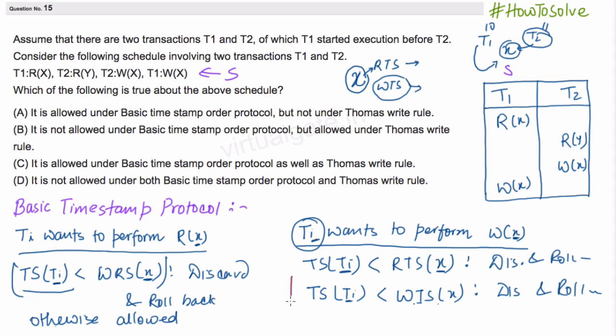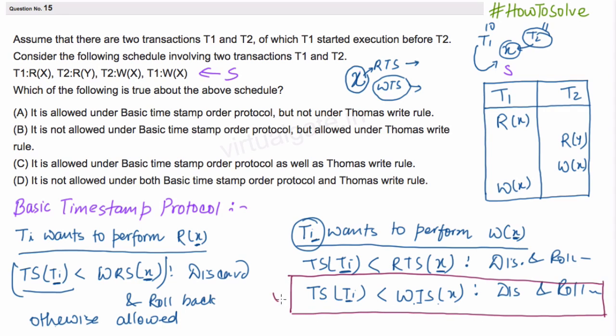Now this is the overall modification. What we have studied is the basic timestamp protocol, but in the case of the Thomas Write rule, this last condition is allowed. So in the basic timestamp protocol we discard in this case, but in the case of the Thomas Write rule we will not discard this, we will simply ignore this.